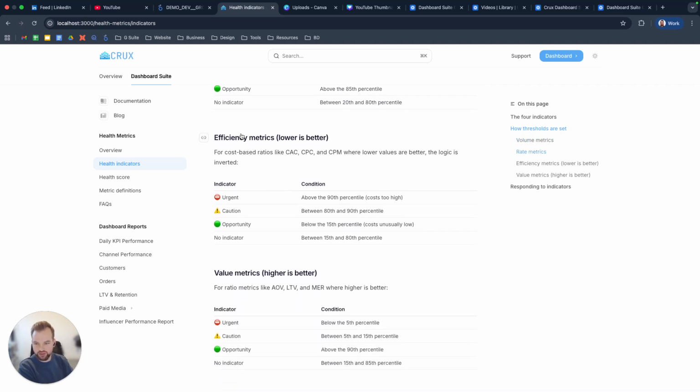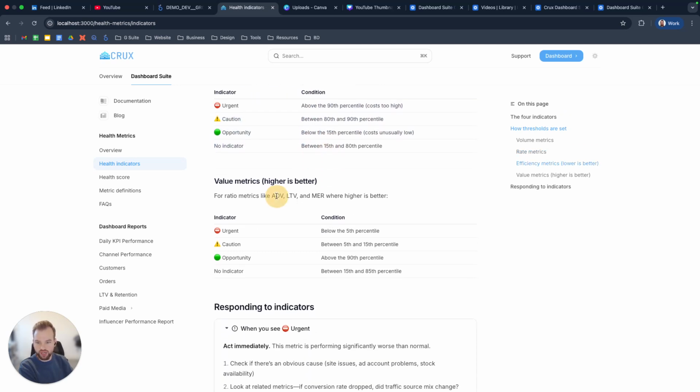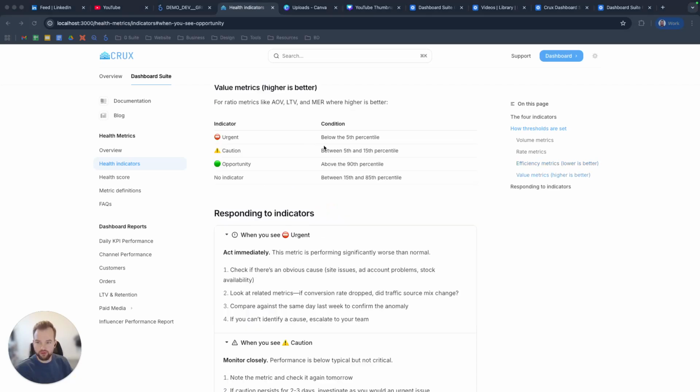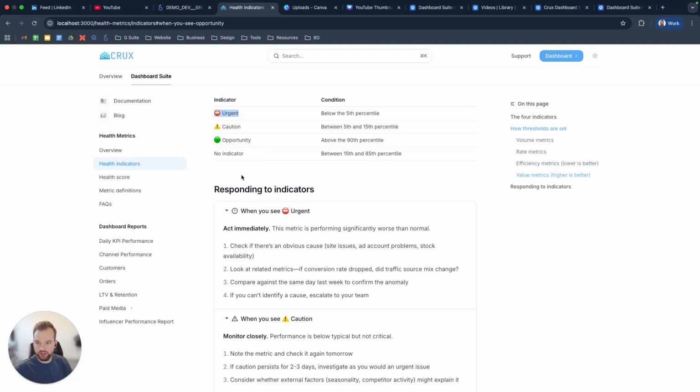And then we have a different set for efficiency metrics. Obviously, they're reversed for something where lower is better versus higher being better. So CAC, CPC, CPMs are going to have the reverse scale compared to average order value, lifetime value, marketing efficiency ratio. Based on the indicator, we recommend some actions, some follow-up steps.